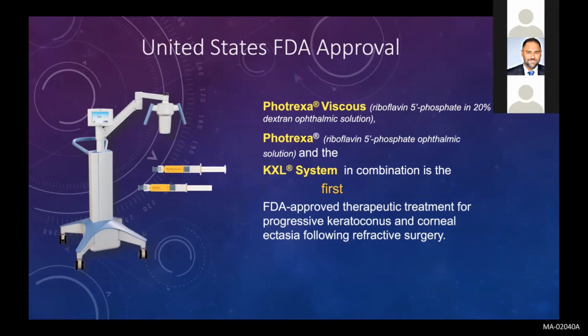The Photrexa Viscous and the Photrexa solution, we'll go into all of these components later. The Viscous is a riboflavin product that is also in 20% dextran ophthalmic solution. And the Photrexa is just the riboflavin ophthalmic solution by itself. And the KXL system is what delivers the UVA light. And this, like I said, was the first FDA-approved therapeutic treatment.